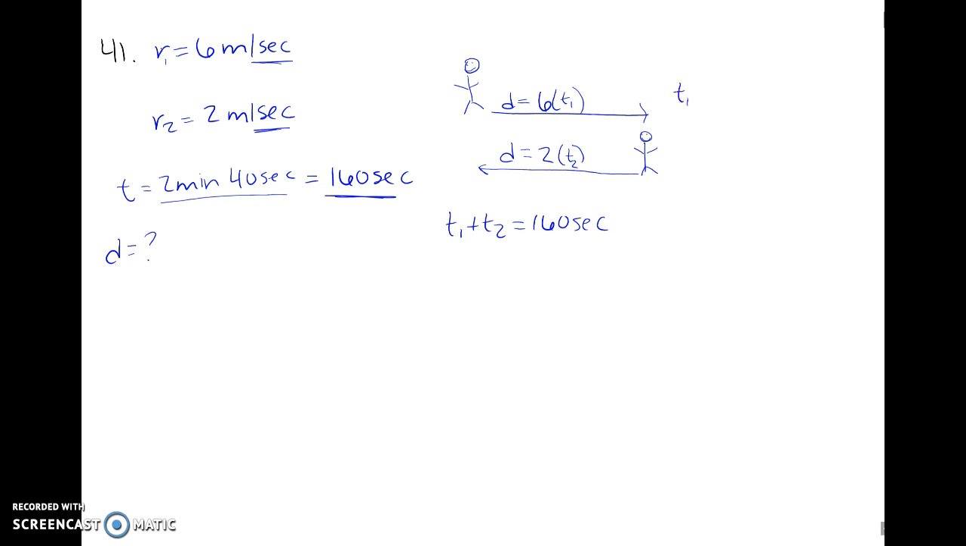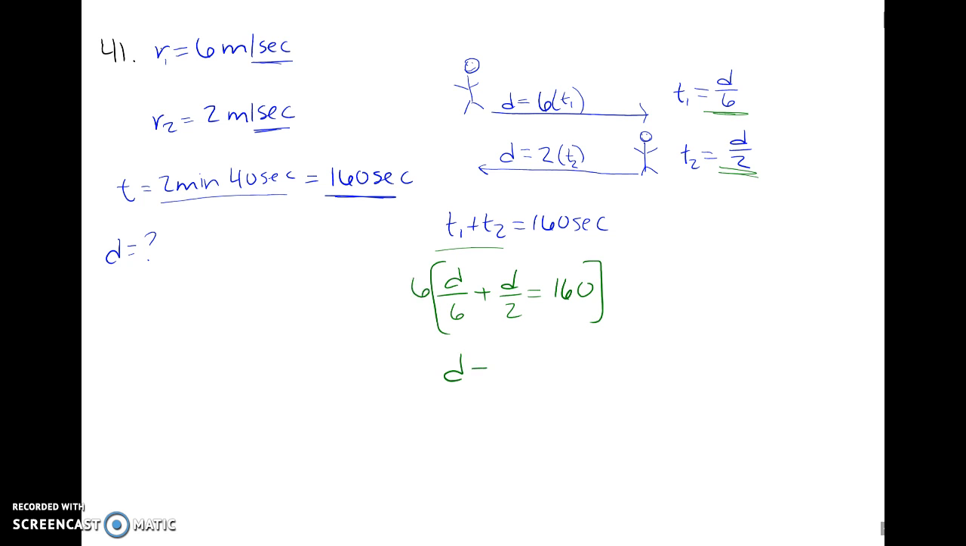So time 1 equals distance over 6. Time 2 equals distance over 2. Okay, and now we can put our time 1 and our time 2 right here into this formula. So distance over 6 plus distance over 2 equals 160. Okay, so now we have a fraction. We want to solve it. We want to multiply by the least common denominator, which is going to be 6.